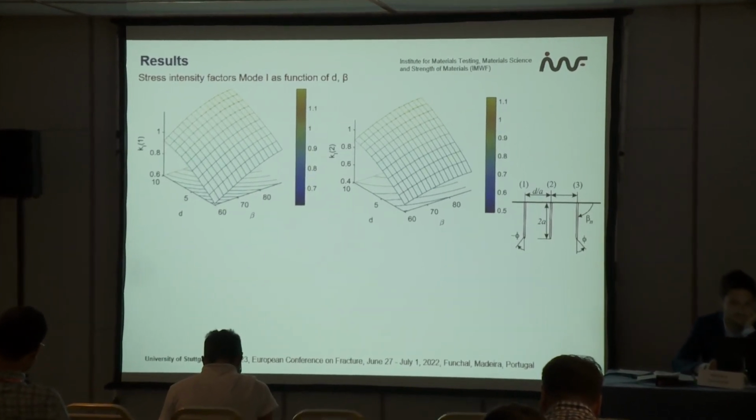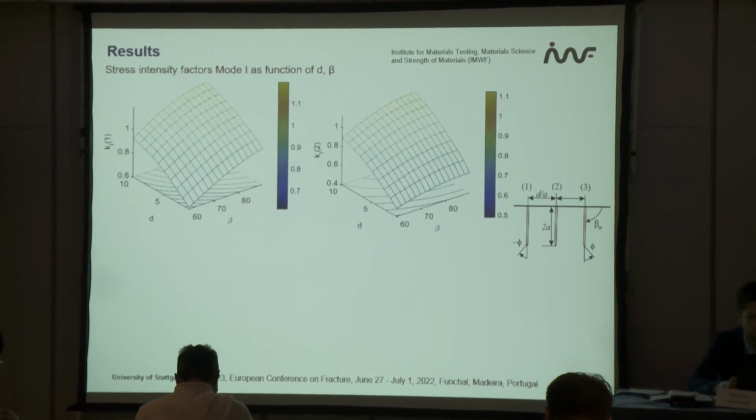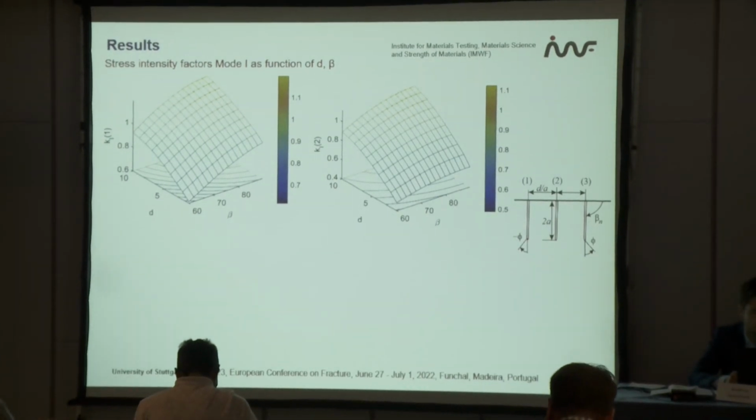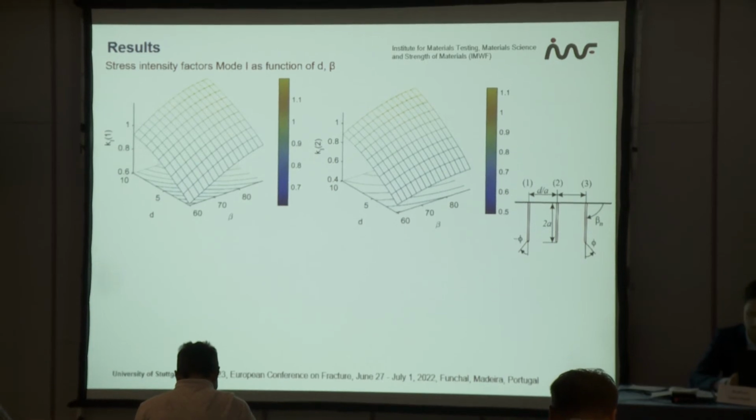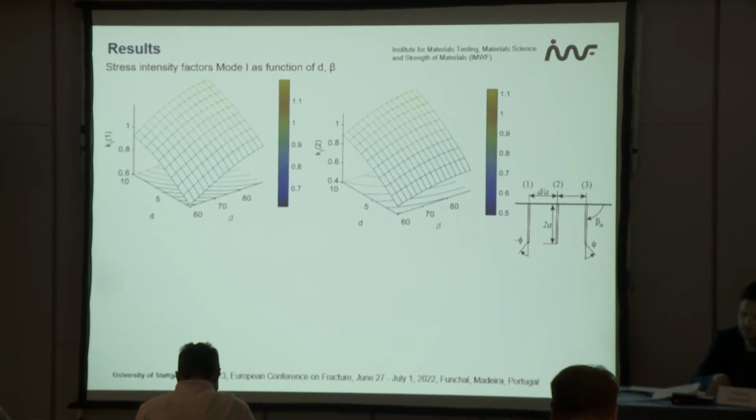So what we see: the less the distance between cracks, the less K1. It means that a shielding effect is observed for this crack system, which is very often considered in this situation. Also, K1 for crack 2 is less than for outer cracks 1 and 3. It means that propagation will start from the outer cracks.